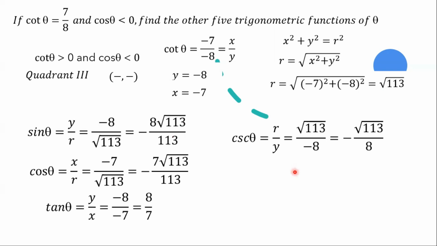Next, cosecant is r over y, so square root of 113 over negative 8, or negative square root of 113 over 8. And secant, r over x, so we have the square root of 113 over negative 7, or negative square root of 113 over 7.